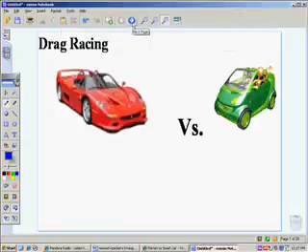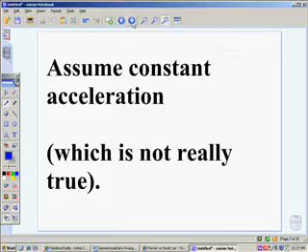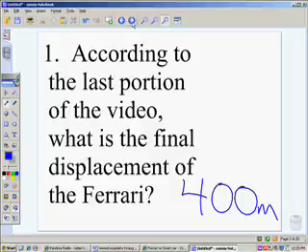Now, when we analyze this race, we're going to assume that the cars had constant acceleration, but that's not really what happened. But we need to make some assumptions to make things a little bit easier so that we can handle it with our current equations. Otherwise, we need to do much more complicated equations, and that would not be a good idea. So anyway, here we go.